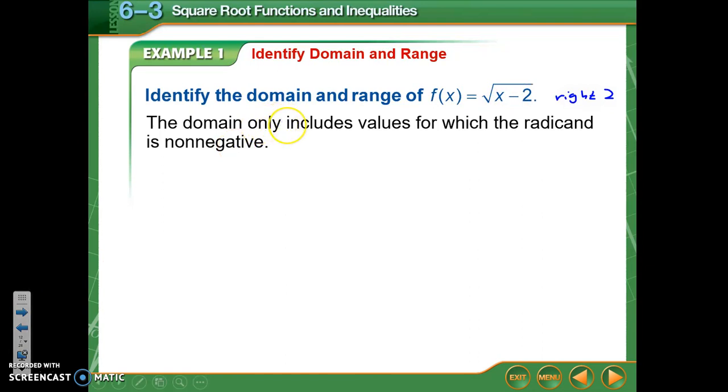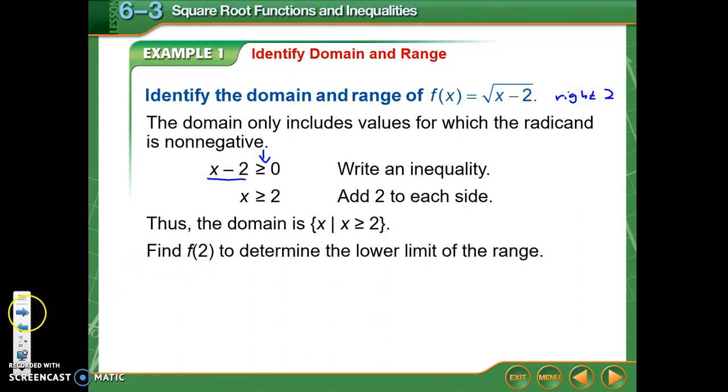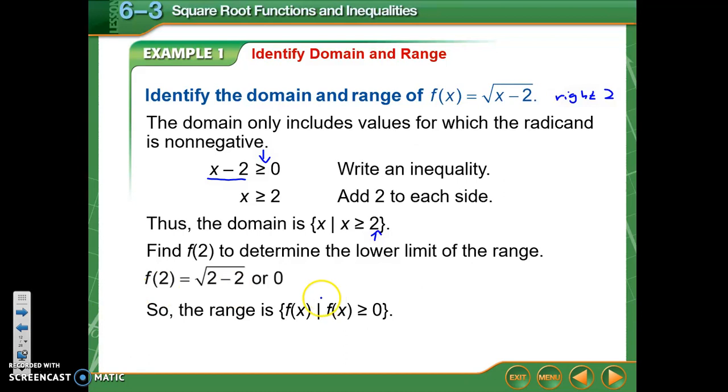So remember that my domain can only include values that keep what's under the radical non-negative, meaning it can be 0 or positive. So I ask myself, okay, what's under the radical? Well, x minus 2. So I can only have values for which x minus 2 is greater than or equal to 0. It can't be negative. When I solve that, I get x has to be greater than or equal to 2, so that's my domain.